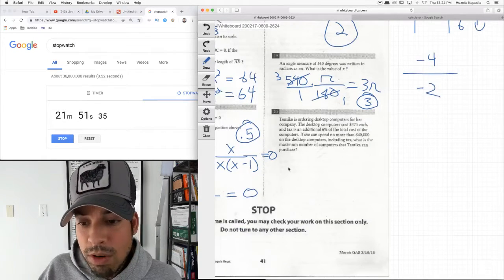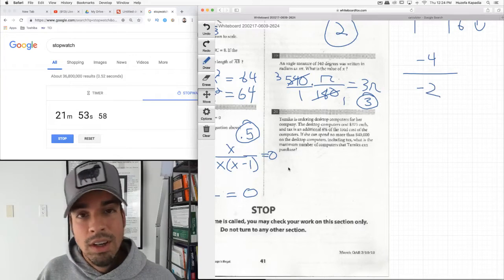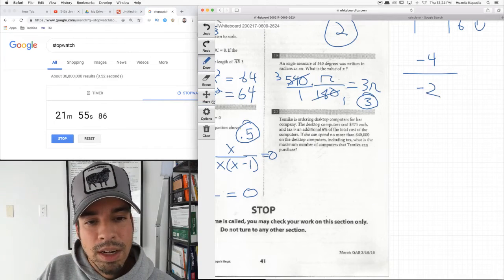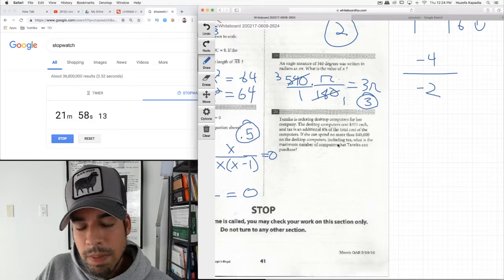If you don't know how to convert degrees to radians, you're done there. That might be on the front. I can't remember if that is given in the equations.